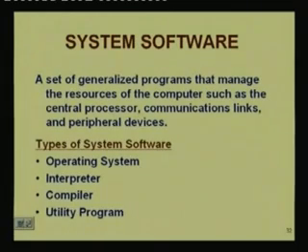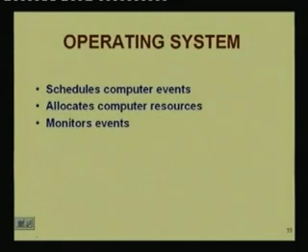System software is a set of generalized programs that manage the resources of the computer, such as the central processor, communication links, and peripheral devices. There are various types of system software, like the operating system, interpreter, compiler, and utility programs. So there are various types. Let us see them one by one.